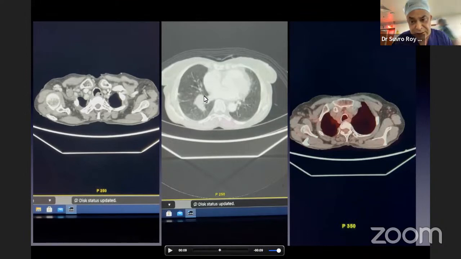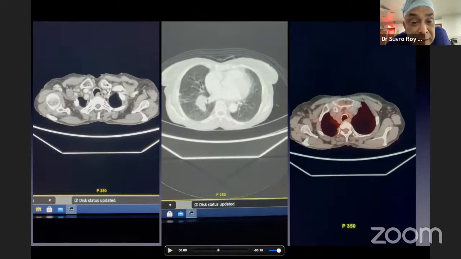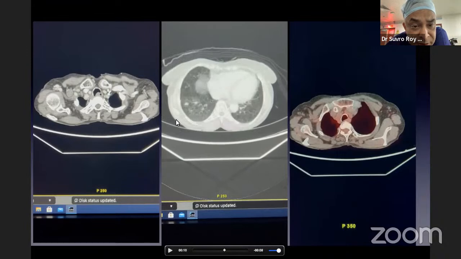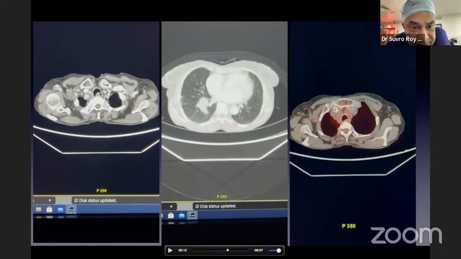If it crosses the fissure, then it upstages itself, because then it becomes a T4, because the patient will have to be dealt only by pneumonectomy. But sometimes you will have a bulging of the fissure rather than true involvement of the fissure. So this, I think, is more of a bulge rather than true involvement of the fissure. Now, there are some distal, as you can see, some satellite nodules in the same lobe. So these are therefore T3.